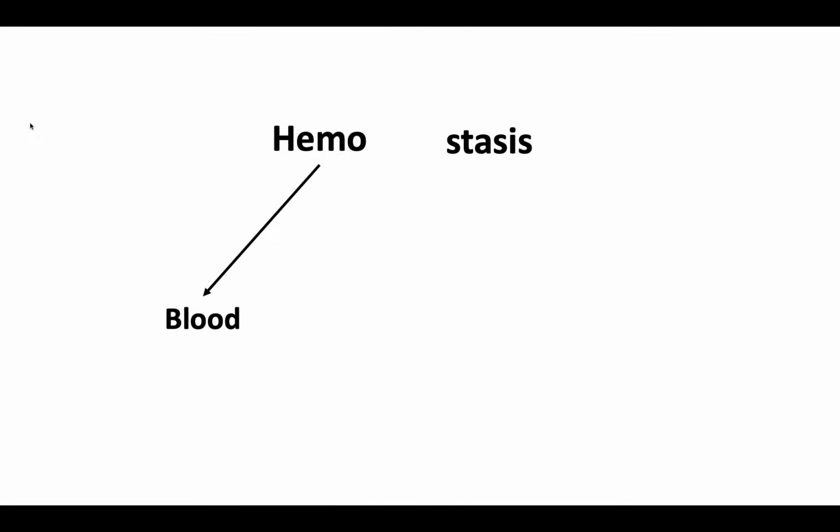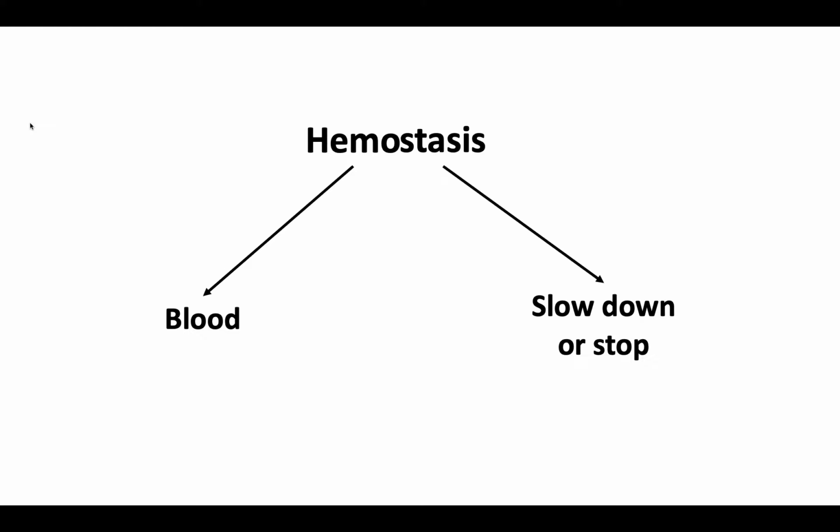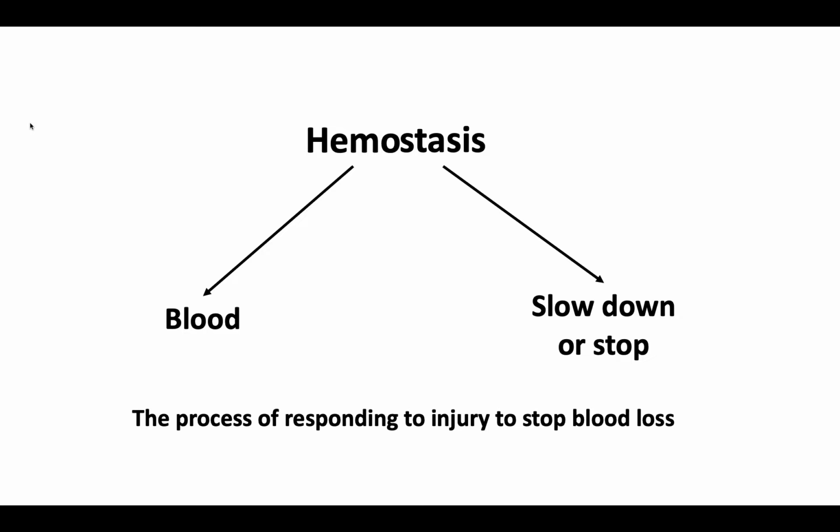To begin, let's discuss hemostasis. Hemostasis comes from the root word hemo, which refers to blood, and stasis, which refers to slowing down or stopping blood loss. These root words combine to form hemostasis, which means to slow down or stop bleeding. Therefore, hemostasis is the process of responding to injury to stop blood loss. The emphasis is on stopping blood loss, or in other words, repairing endothelial injury.